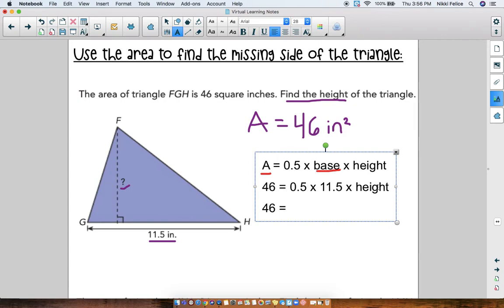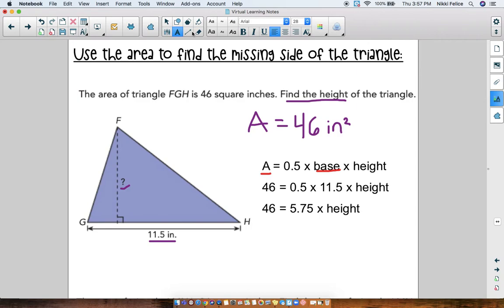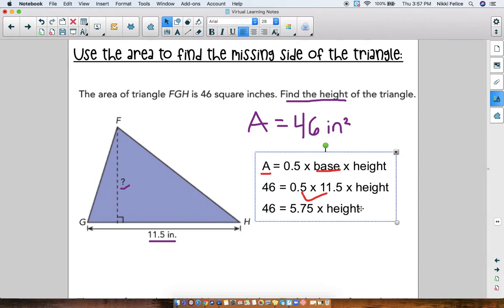Don't leave that. You can multiply those. Those are real numbers that you know how to multiply. 0.5 times 11.5 is 5.75. So all I did there was combine these two numbers. Where are they? 0.5 times 11.5 is 5.75. I combined them. So now we have 46 equals 5.75 times the height.